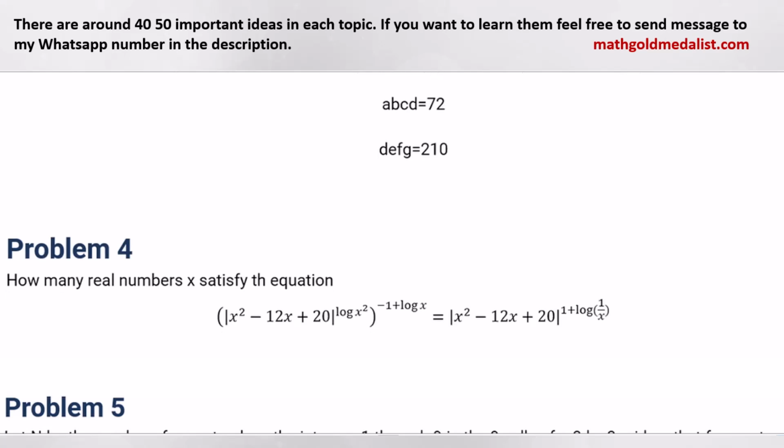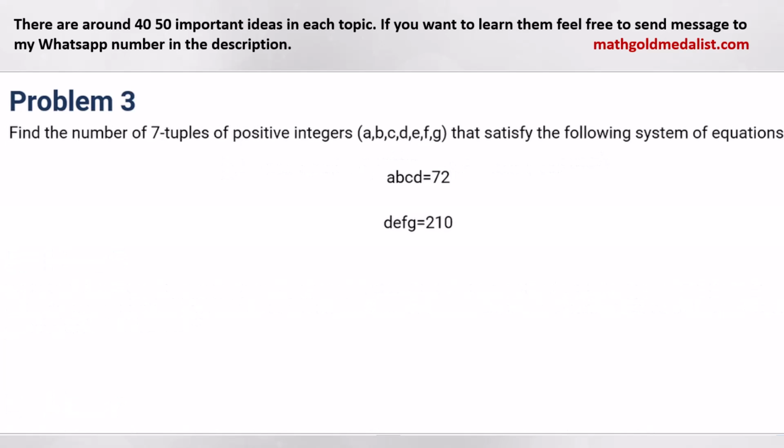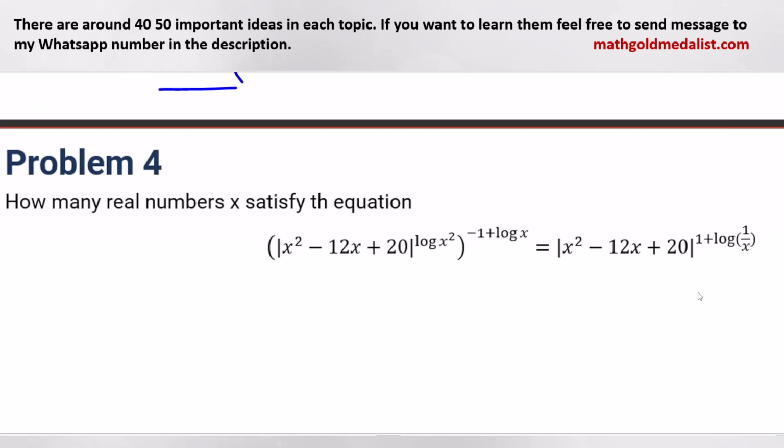Now let's focus on problem 4. Problem 4: how many real numbers satisfy this equation? We have these two terms, and as you can see, this part is equal to this part. Okay, so let's solve it on a new page. Sorry, it's 3. Okay, let's try 4. How many real numbers satisfy this equation? Here, as you can see, this part is equal to this part.